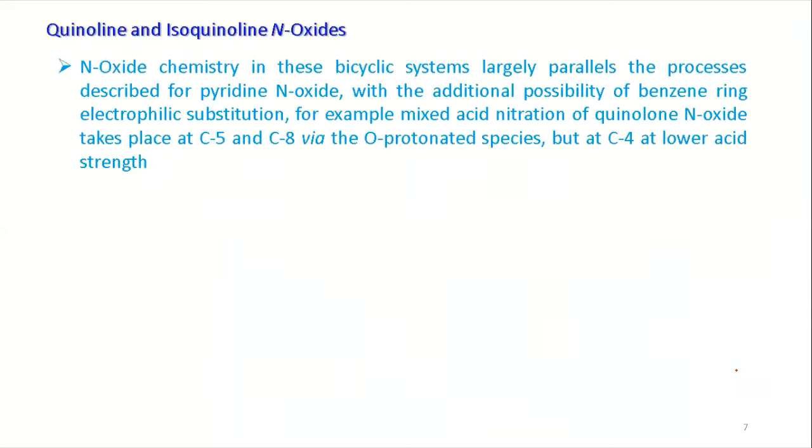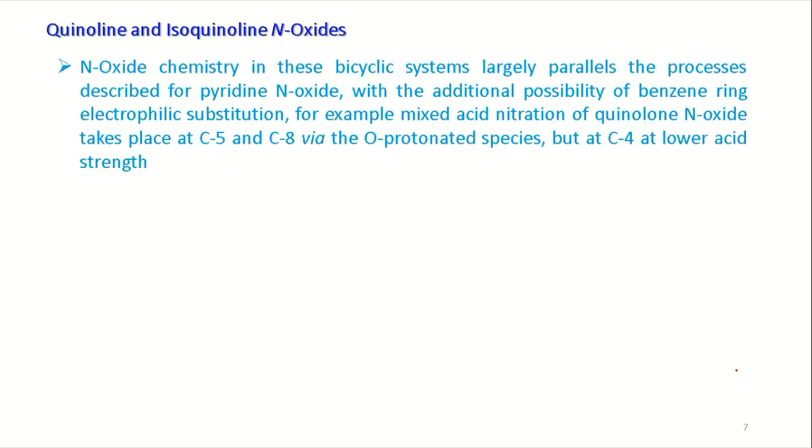Quinoline and isoquinoline N-oxide, let me quickly tell you. The N-oxide chemistry of these bicyclic systems largely parallels the process described for pyridine N-oxide. So it is similar to pyridine N-oxide chemistry, with the additional possibility of benzene ring electrophilic substitution. Here you have the benzene ring, so you have the chance of benzene ring substitution.